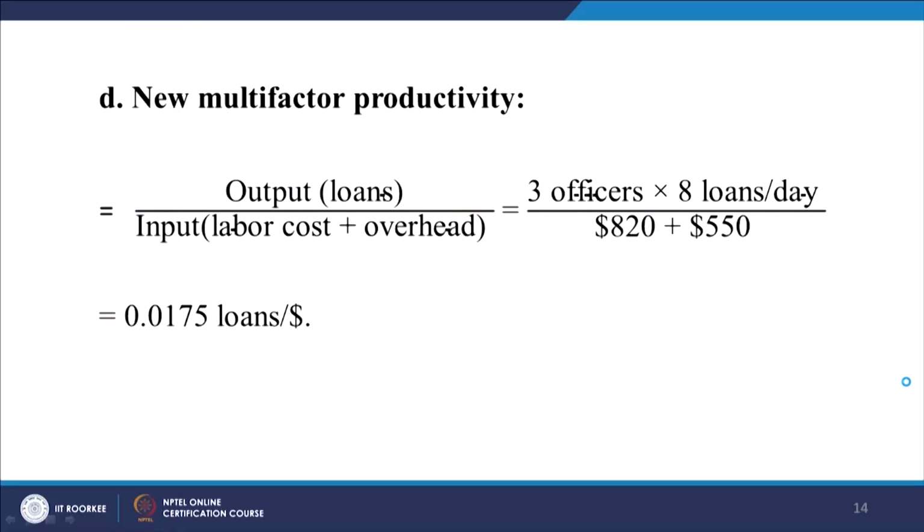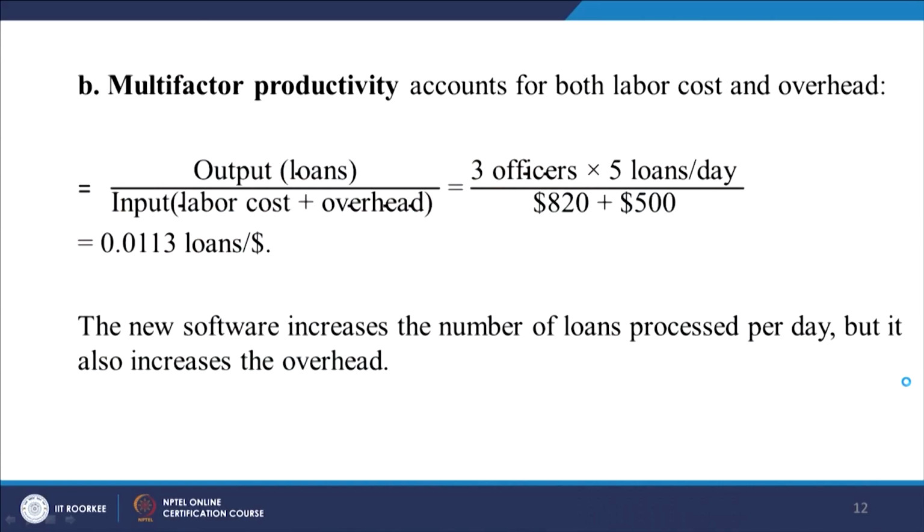So output is the same: 3 workers, each processing 8 loan applications, 8 into 3 is 24, so 3 officers, 8 loans per day. Input is labor cost remains the same, $820, but the overhead cost has now changed to $550. So in terms of loans per dollar, our productivity now is 0.0175, and the previous multi-factor productivity was 0.0113.